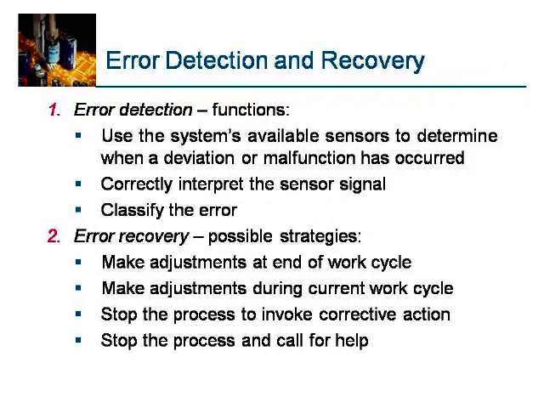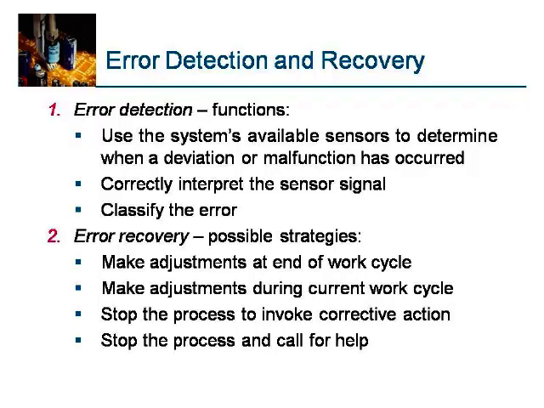Error detection functions include using the system's available sensors to determine when a deviation or malfunction has occurred, correctly interpreting the sensor signal, and classifying the error. Possible error recovery strategies are: make adjustments at the end of the work cycle, make adjustments during the current work cycle, stop the process to invoke corrective action, or stop the process and call for help.